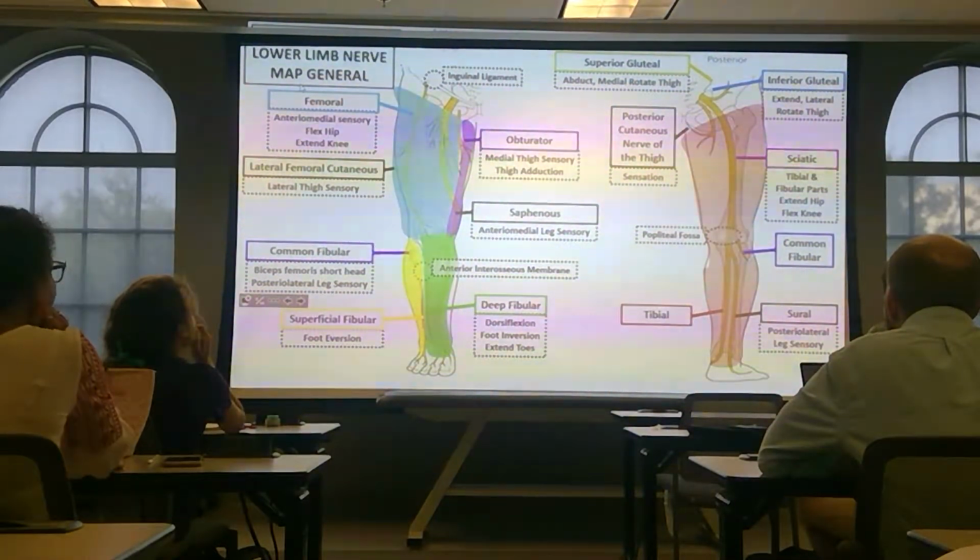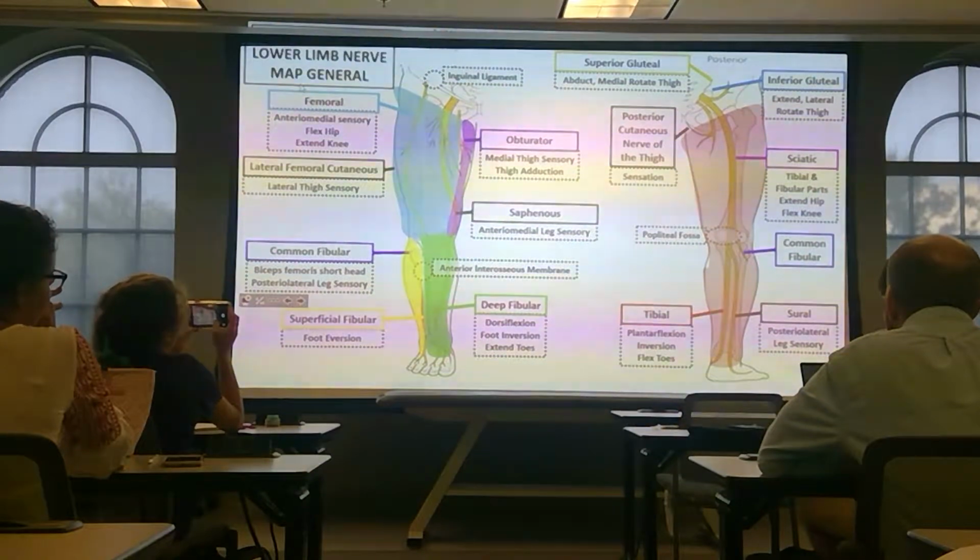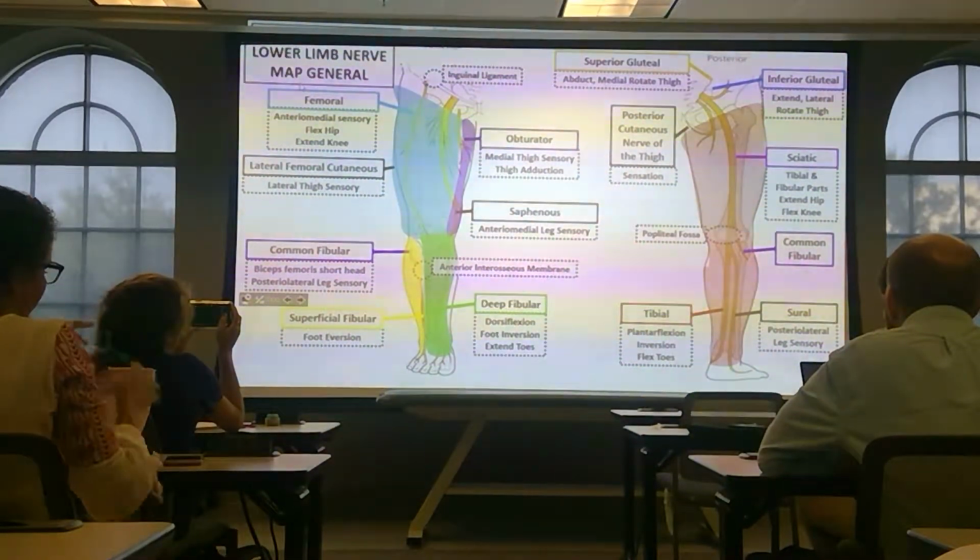And then the tibial. Remember, the tibial is pretty much everything in the back that innervates it. So that's going to be plantar flexion, inversion, and flexing your toes. The toes, the foot innervations we'll get to on the slide. So that one is all done.